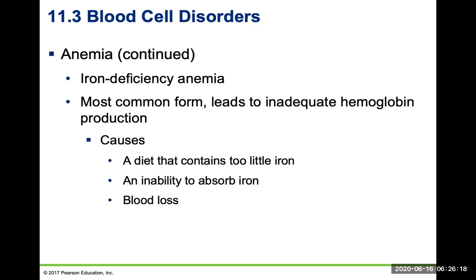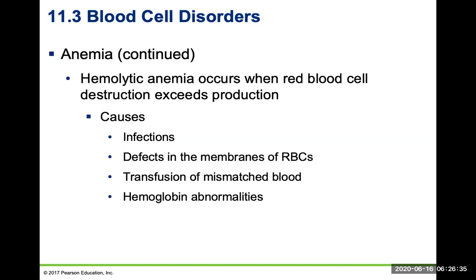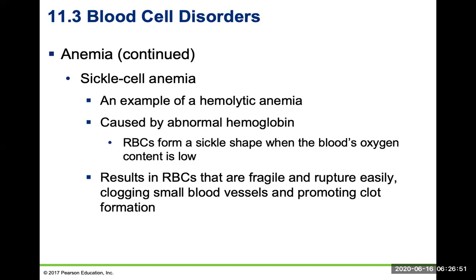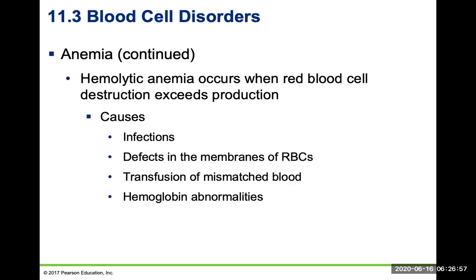Iron deficiency anemia is the most common form. It leads to inadequate hemoglobin production, and the causes of it are usually a diet that contains too little iron, or an inability to absorb iron, or just the loss of blood. Hemolytic anemia occurs when red blood cell destruction exceeds production. This can be caused by an infection, a defect in the membrane of red blood cells, a transfusion of mismatched blood, or hemoglobin abnormalities. And then, sickle cell anemia is a specific type of hemolytic anemia.